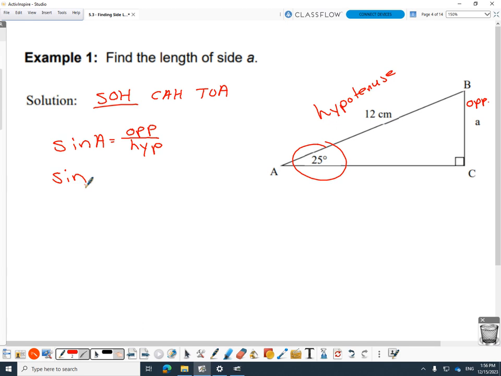Huh? It's right there on the diagram. 25. What's the opposite side in my triangle? A. What's the hypotenuse in my triangle? 12.